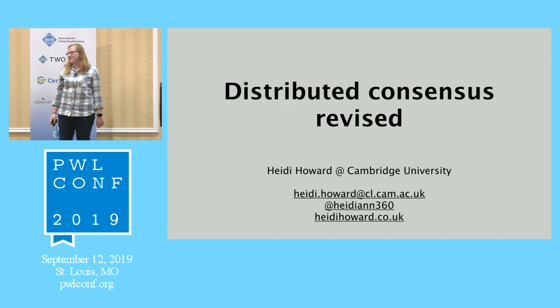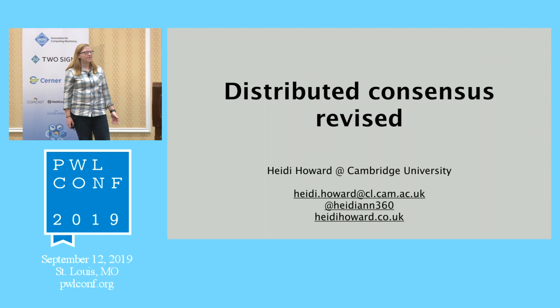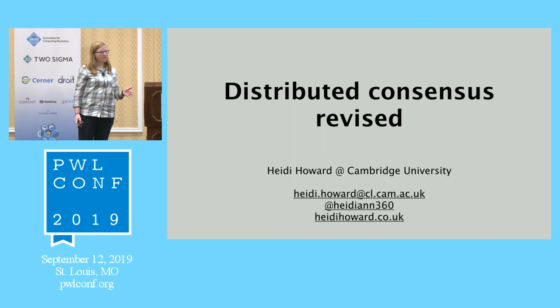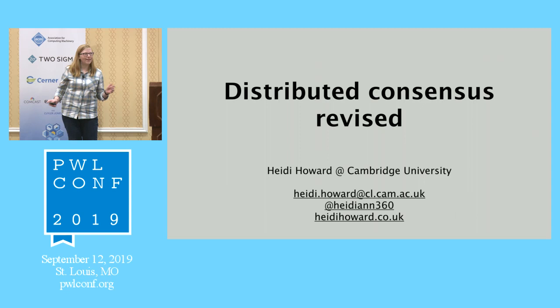Distributed consensus is the problem of how to make decisions in a distributed system without assuming synchrony or reliability. If we can achieve consensus, spoiler alert, we can, otherwise this would be a very short talk, then we can do amazing things.